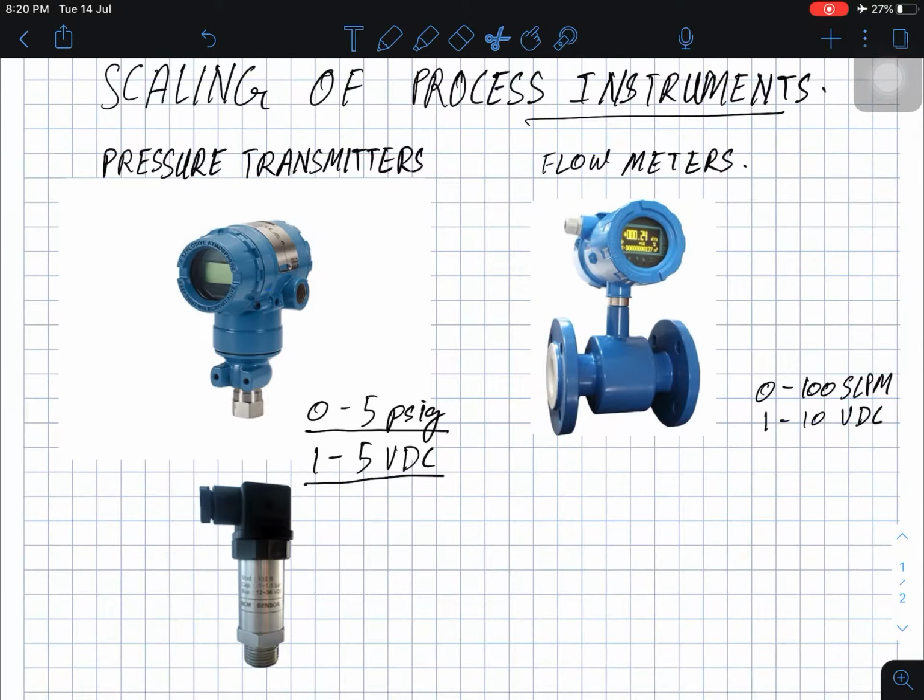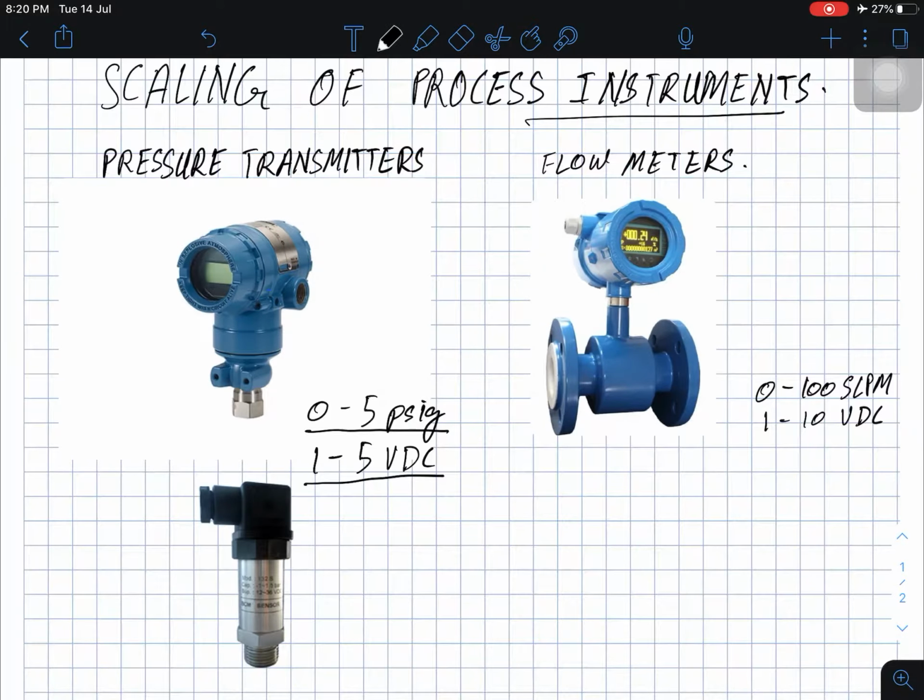Every time we purchase any process instrumentation, we get that instrument with a certain spec, and those specs are like the process instrument will go from one value to another value, and while going from one to the other value it gives a signal. In this case, let's consider that this pressure transmitter is giving a signal of 1 to 5 volts whenever it is going from 0 to 5 psig.